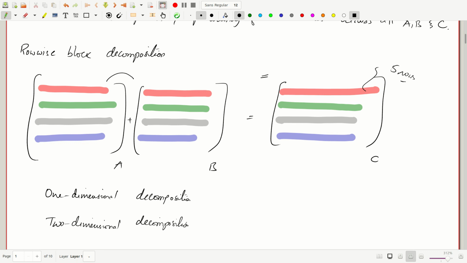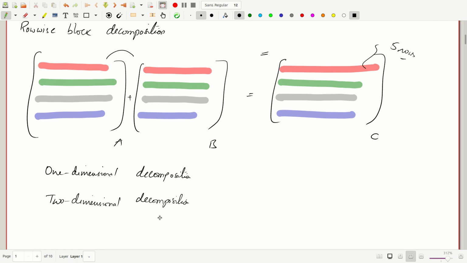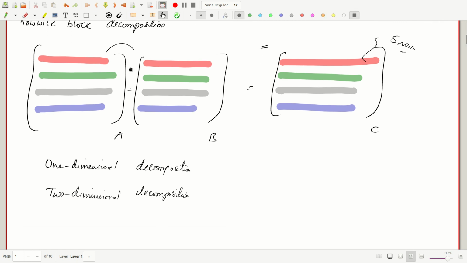If we also discuss a little bit, once you decompose, the computations, I mean the addition of the matrices per se, do not require any communication.